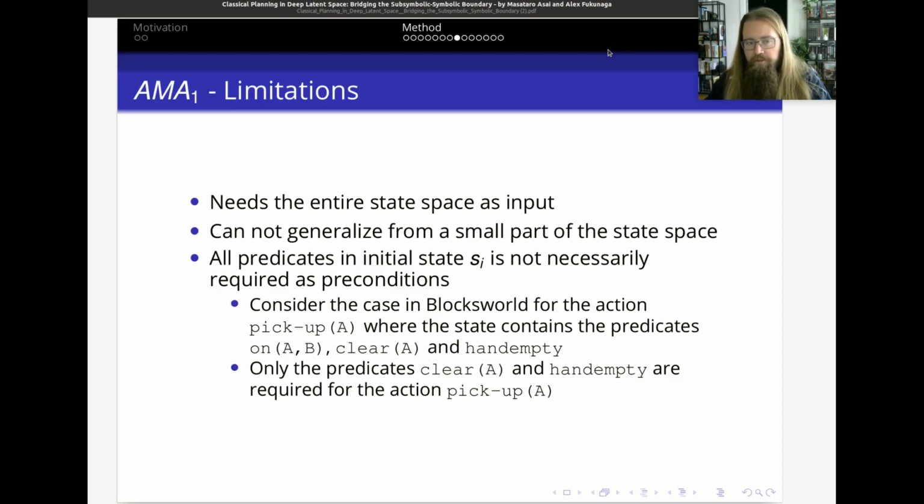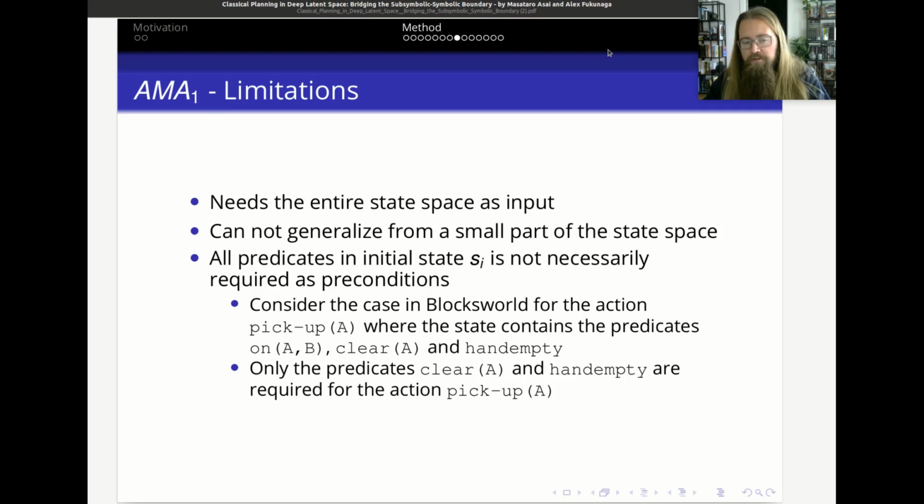So there is some problem with this approach. For example, it needs the whole state space as the input. It cannot generalize at all from a small portion of the state space, which we kind of want to do. And it's also another limitation that all predicates in the initial state are not necessarily required as preconditions.